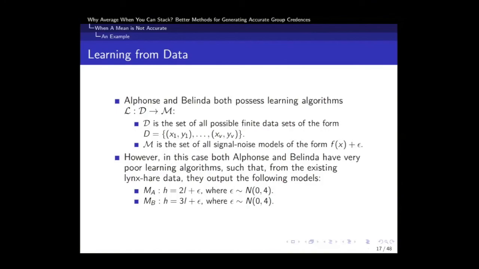However, let's suppose in this case that Alphonse and Belinda both have very poor learning algorithms, such that from the existing lynx-hare data, they output the following models. Alphonse thinks that there's going to be 2 hares for every lynx observed in the forest, plus the error term. And Belinda thinks there's going to be 3 hares for any lynx observed in the forest, plus the error term. And so Alphonse and Belinda in this case are both going to be way off from the true model, which is this H equals 5L model.